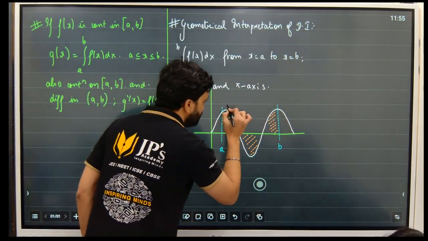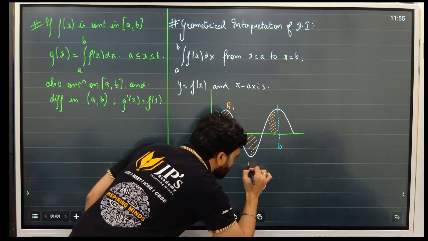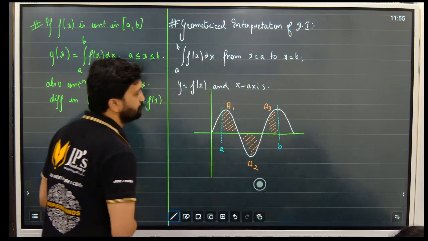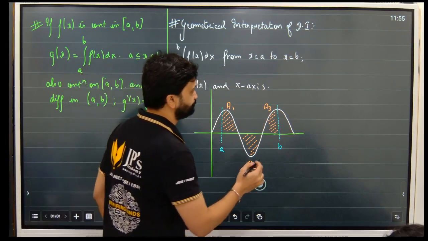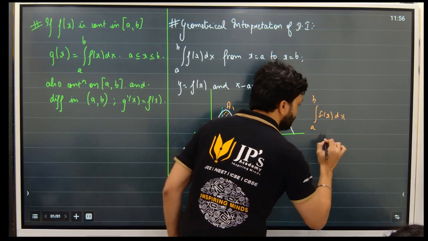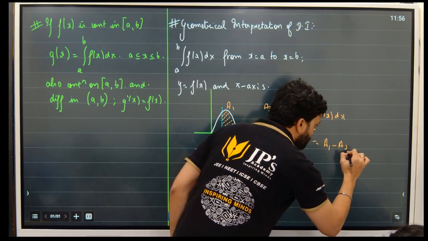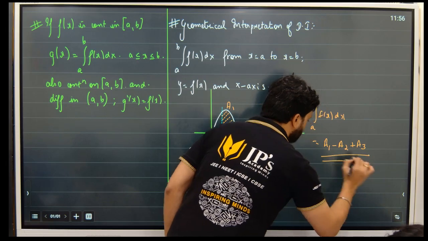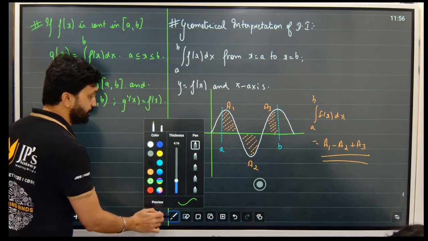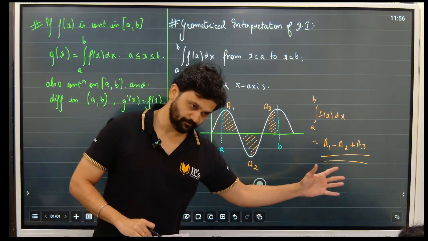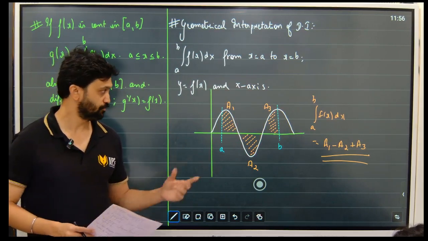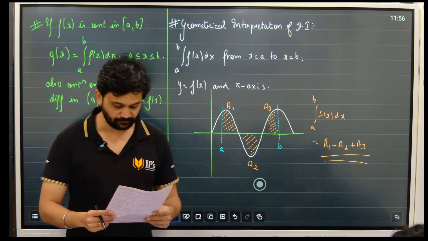So if I take this shaded region as A1, this shaded area as A2, and this shaded area as A3, therefore integration a to b f of x dx is nothing but area 1 minus area 2 plus area 3. Now we have to understand that area cannot be negative, but areas can be subtracted. We are adding the areas and separating the second part. So A1 minus A2 plus A3.